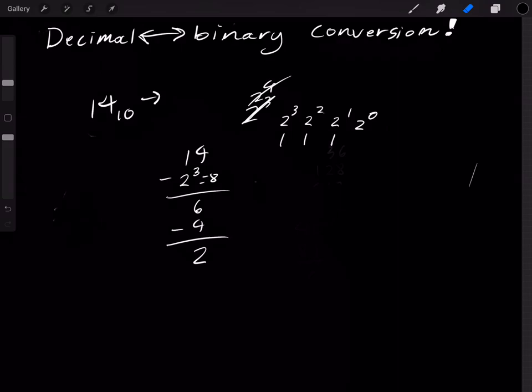So that's going to be a 1. And you can just subtract 2 to the 1, which is just 2, minus 2. And then 2 to the 0 is a 1. And 1 does not go into 0. So it's going to be a 0, because that doesn't work. So 14 base 10 is equivalent to 1, 1, 1, 0 base 2.